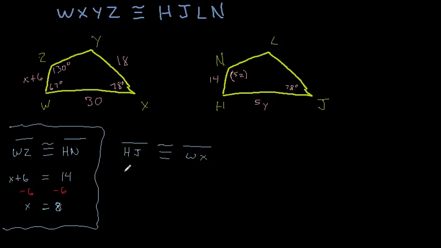Cool. Well, I know that HJ is equal to 5y. So 5y equals 30. Now all I have to do from here is divide both sides by 5. And that should give me y equals 6. Cool, and I'm going to box this guy off.